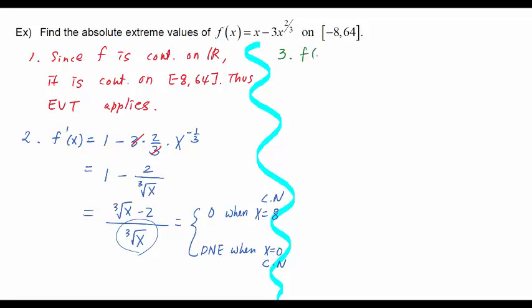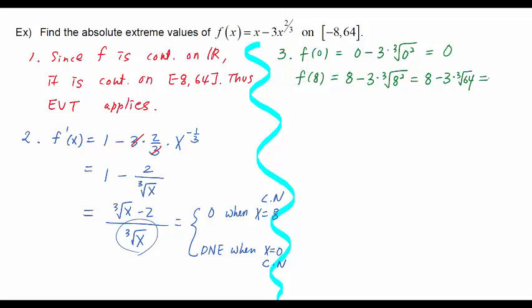So f of 0 is equal to 0 minus 3 times the cube root of 0 squared, which is 0 minus 0, so it is 0. And f of 8 is 8 minus 3 times the cube root of 8 squared, which is equal to 8 minus 3 times the cube root of 64, which is 8 minus 3 times 4, which is 12. So you get negative 4.